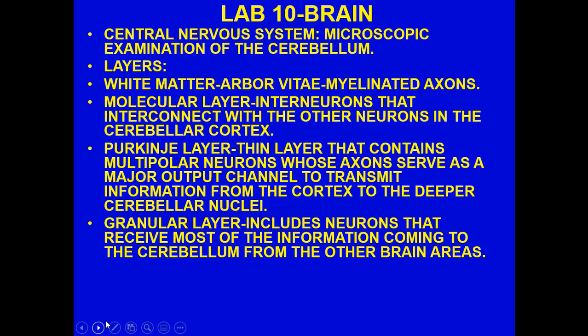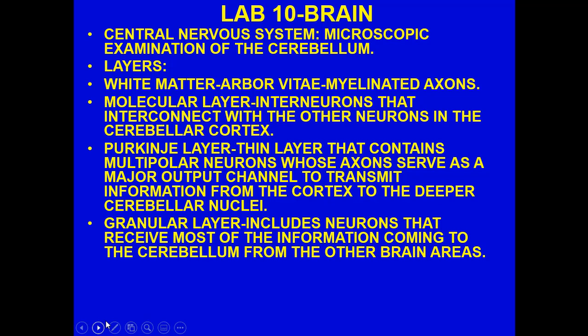Then you have a Purkinje layer. This is a thin layer that contains multipolar neurons whose axons serve as a major output channel to transmit information from the cortex to the deeper cerebellar nuclei. Sounds like a mouthful. Here's the point. How are you going to communicate with the cerebellum with the rest of the brain to coordinate?